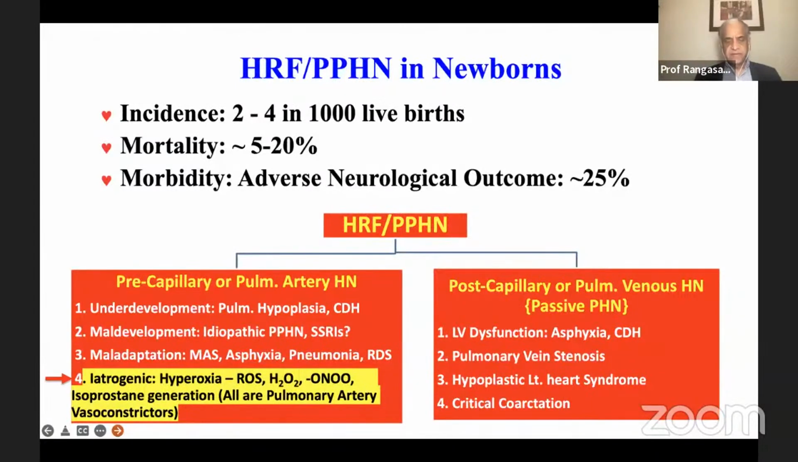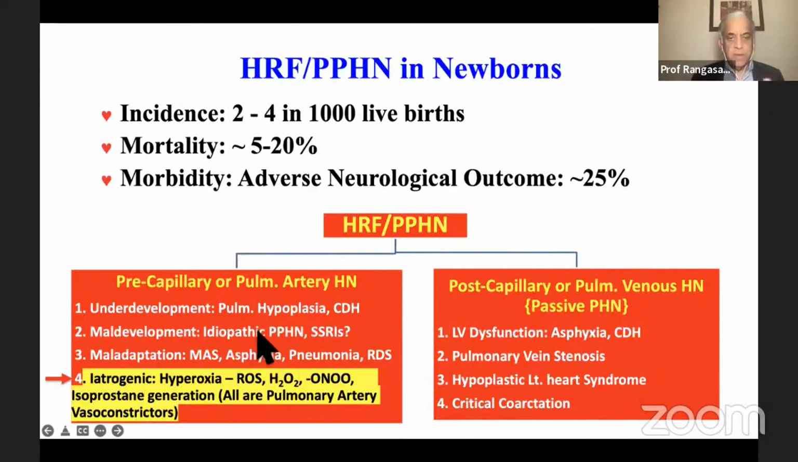Before I move on further, I want you to think about two things. When we talk about pulmonary hypertension, is it pre-capillary pulmonary arterial hypertension or post-capillary pulmonary venous hypertension, the so-called passive pulmonary hypertension? You want to know that because what you do for pre-capillary should not be done for post-capillary. Let's look at some of the common causes for pre-capillary pulmonary arterial hypertension. Underdevelopment, for example, oligohydramnios-induced pulmonary hypoplasia, or diaphragmatic hernia.